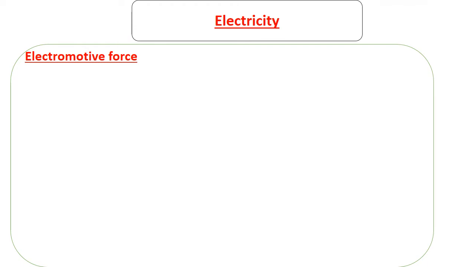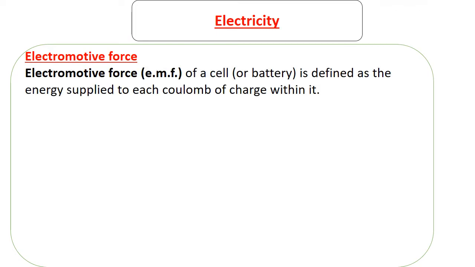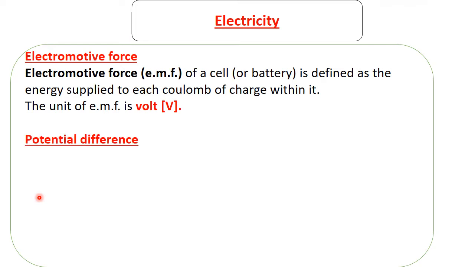So the first one is called electromotive force. Electromotive force, which is represented by EMF of a cell or battery, is defined as the energy supplied to each coulomb of charge within it. So the battery provides energy for the charge to be moving. That energy which is given to each coulomb of charge is called electromotive force. The unit for EMF is the volt, represented by capital V.